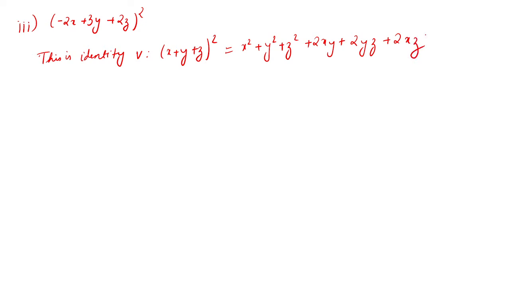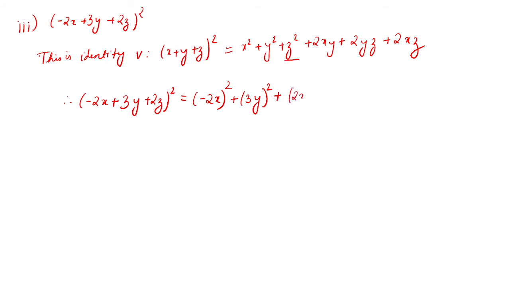Now all we have to do is put the values. Okay, now you look at this. Therefore minus 2x plus 3y plus 2z the whole thing square. Write this. What is x in the case of this? Minus 2x. Be careful with the sign. Okay, minus 2x the whole thing square plus, what is y in the case of this? 3y the whole thing square plus the value of z in the case of this, 2z, right?